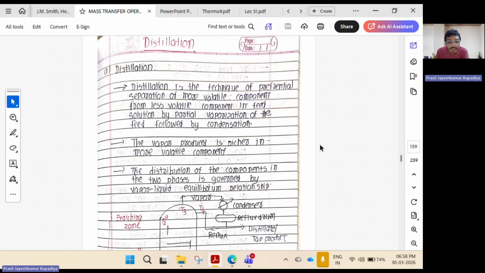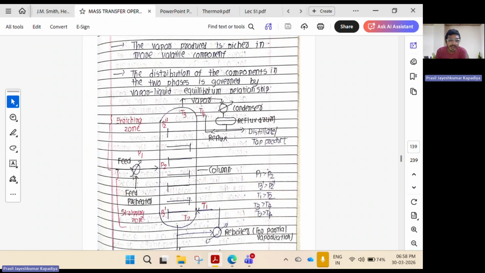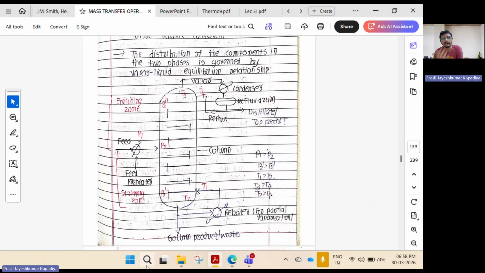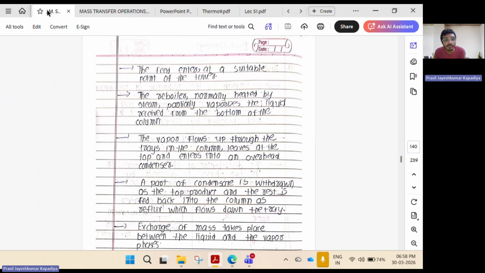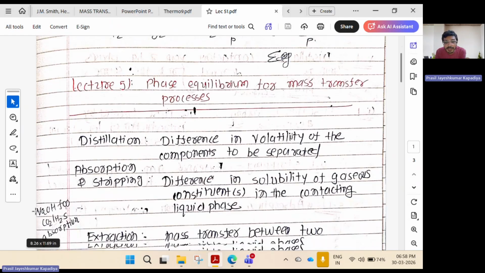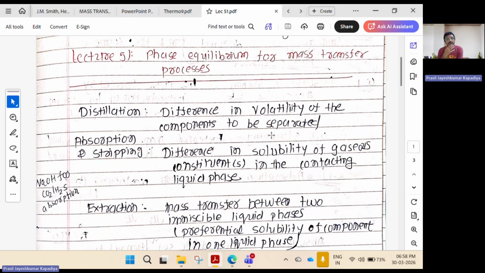Okay, so here we enter the feed, we preheat the feed, and then it is sent to this column. Now based on the equilibrium relationship, we will have distillate and bottoms composition. So this is the basic principle of distillation. Difference in volatility of components is needed to separate the components. So what is it? It is basically one in vapor phase, one in liquid phase. So that is nothing but simply vapor liquid equilibrium.